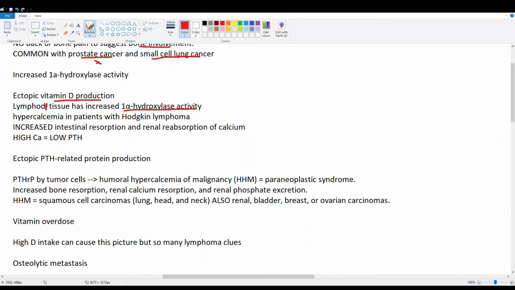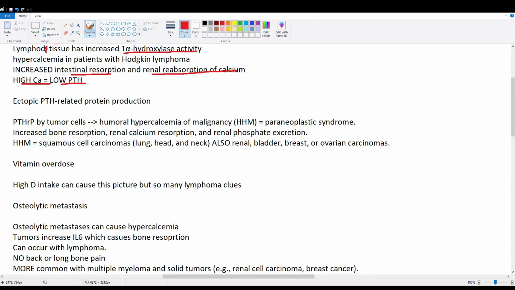And hypercalcemia is a result of this because we have increased intestinal absorption and renal reabsorption of calcium, right? And high calcium, low PTH, as we talked about. Do you know another disease where 1-alpha hydroxylase is increased? Sarcoidosis, right? In sarcoidosis, the granulomas overproduce this 1-alpha hydroxylase. So that's just another key tidbit for you.